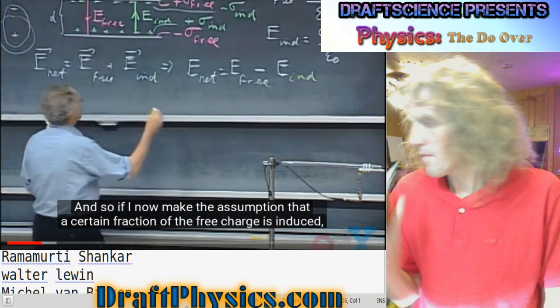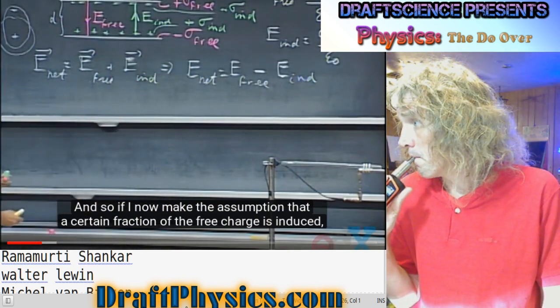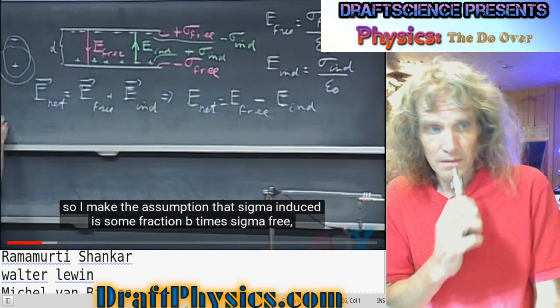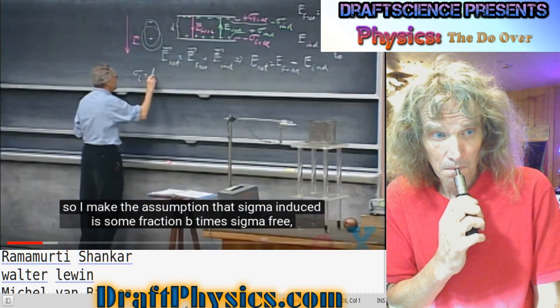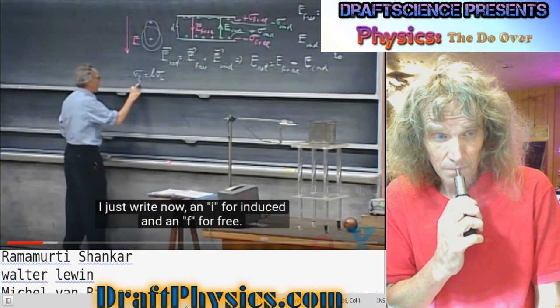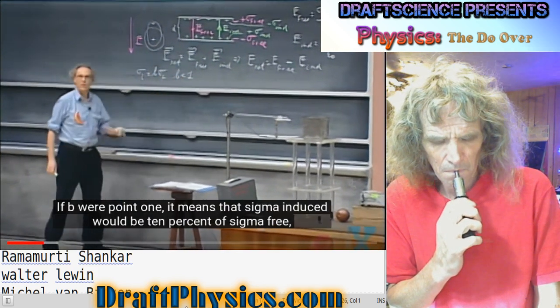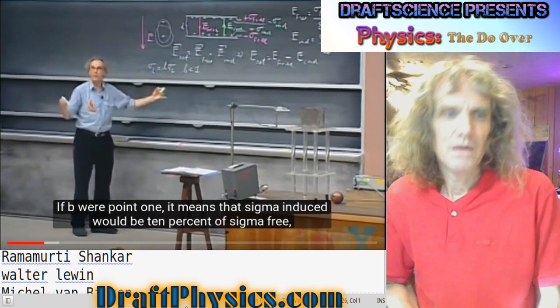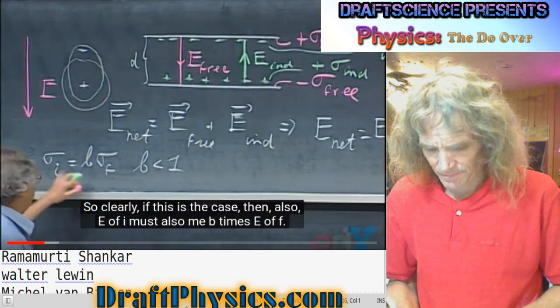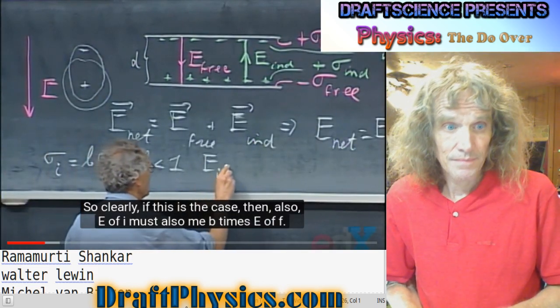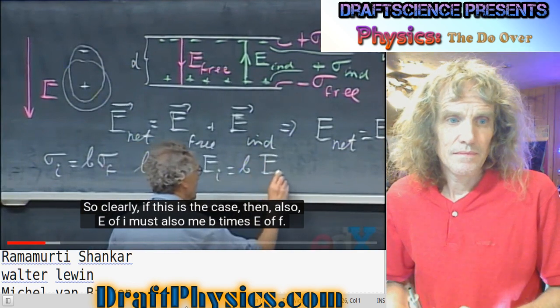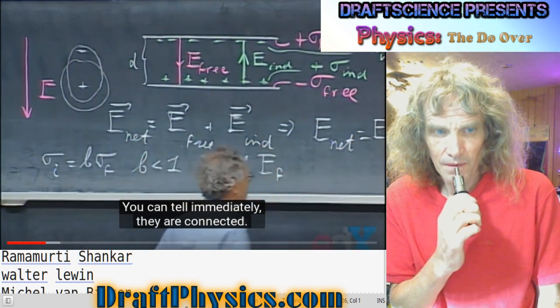And so if I now make the assumption that a certain fraction of the free charge is induced, so I make the assumption that sigma induced is some fraction b times sigma free. I just write now an I for induced and an F for free. B is smaller than 1. If b were 0.1, it means that sigma induced would be 10% of sigma free. That's the meaning of b. So clearly, if this is the case, then also E of I must also be b times E of F. You can tell immediately, they're connected.